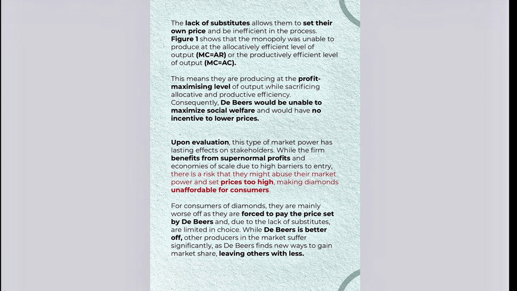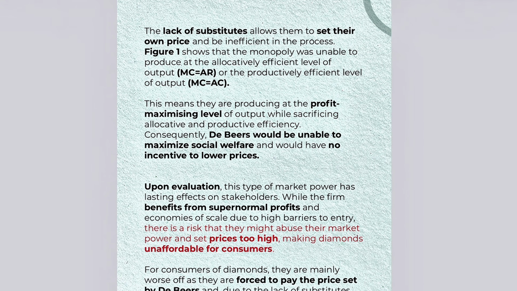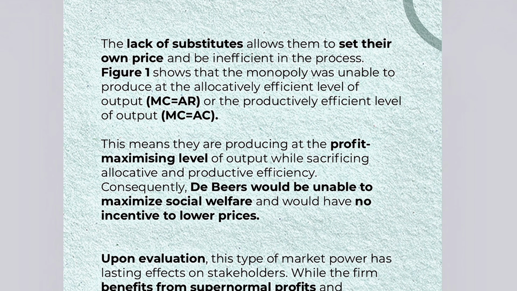And the next part here is the economic theory explained using chains of logical reasoning why a monopoly has no incentive to be efficient. Due to a lack of substitutes, they can set their own price, and Figure 1 shows that the monopoly is unable to produce at the allocatively efficient level of MC equals AR, or the productively efficient level of output, which is MC equals AC. This means that they are producing at a profit maximizing level, and De Beers will be unable to maximize social welfare and will have no incentive to lower its prices. As you can see, this is highly theoretical, but yet is through the lens of De Beers.